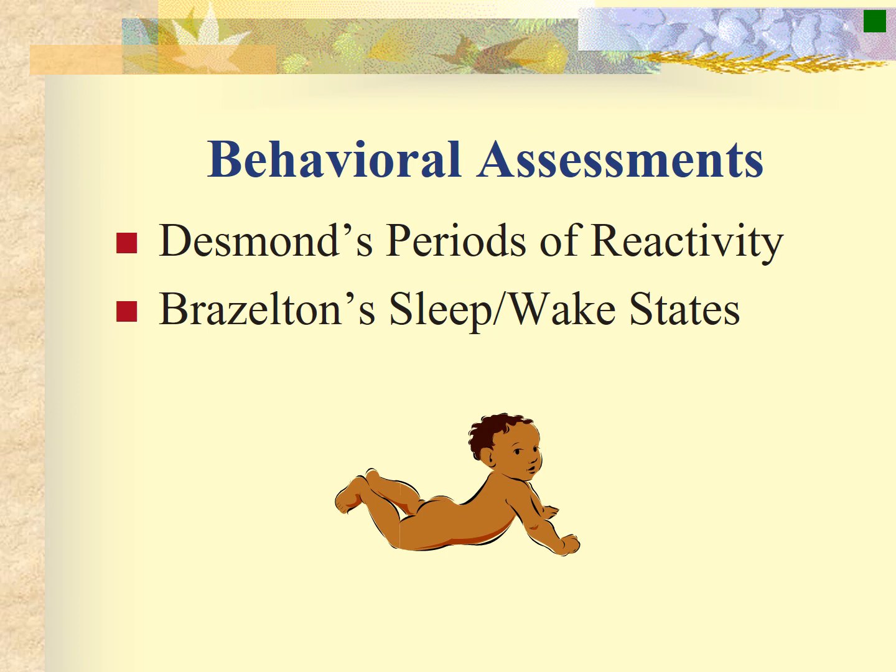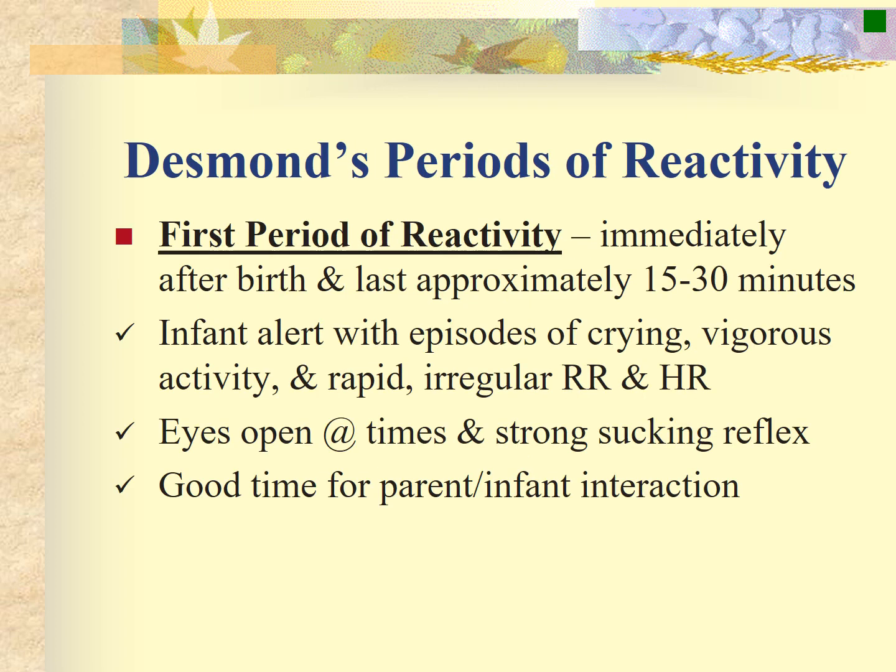Desmond's periods of reactivity and Brazelton sleep-wake states are behavioral assessments. Here's Desmond's periods of reactivity, and there are 3 phases of reactivity. The first period is immediately after birth, and it lasts about 15 to 30 minutes. So as soon as the baby is out, they're crying, vigorous activity. They're looking around. They're really just trying to figure out where they are. They're sucking, trying to connect with something familiar. And it is a great time for the parent and infant to have interaction, because that baby is so awake and alert in that first period of reactivity.